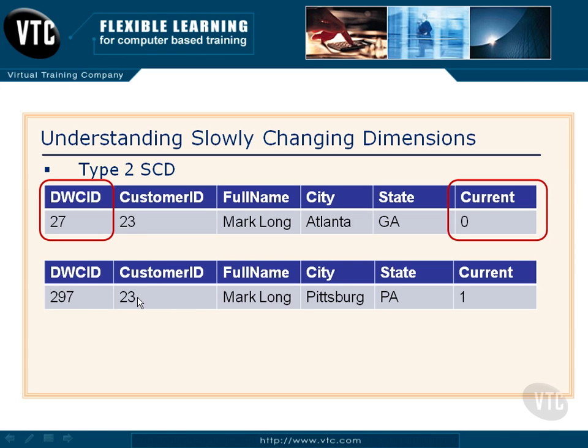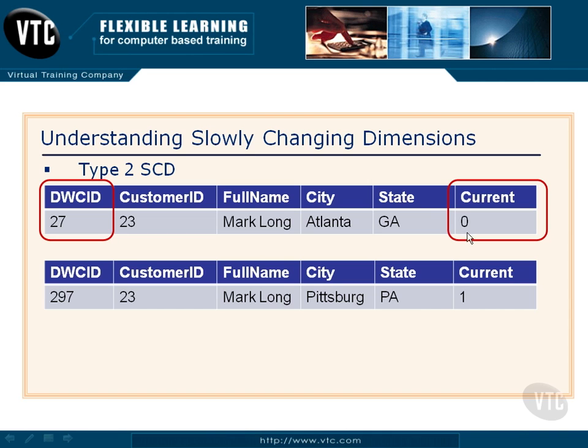Notice my customer ID is still 23, so we can see that I'm in here twice. My name's still Mark Long, but the city's now Pittsburgh, Pennsylvania, as opposed to Atlanta, Georgia, and the current flag is set to 1. So when I pull old reports, I can see that those 12,000 sales when I was in Atlanta are properly assigned to Atlanta, Georgia, southeastern United States, whatever is going on there. And any new orders that I place from that point forward will come from Pittsburgh, Pennsylvania, and so forth.